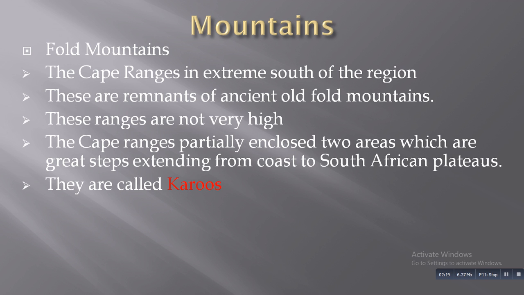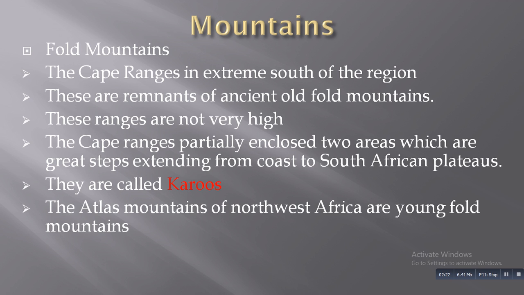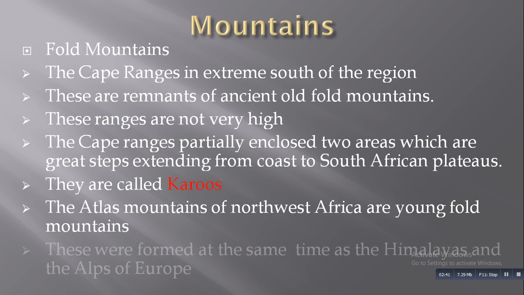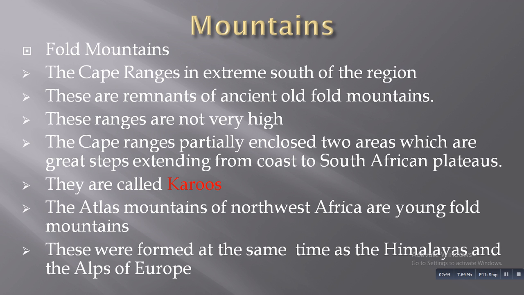And next one, the Atlas Mountains of Northwest Africa are young fold mountains. So in fold mountain, there are two types: one is old fold mountain, that is the Cape ranges, and another one is young fold mountain, that is the Atlas Mountains. And these Atlas Mountains were formed at the same time as the Himalayas and the Alps of Europe. So this is about fold mountain.